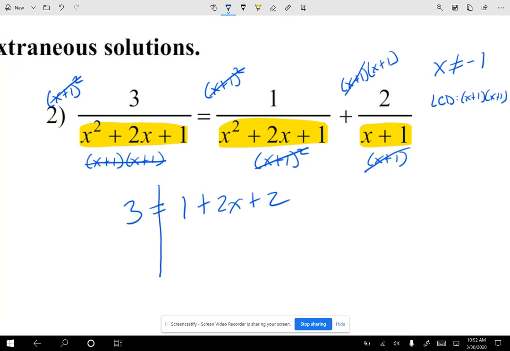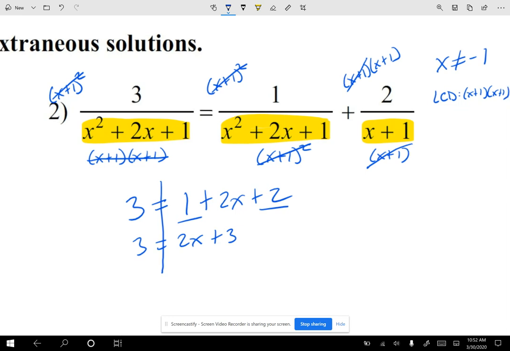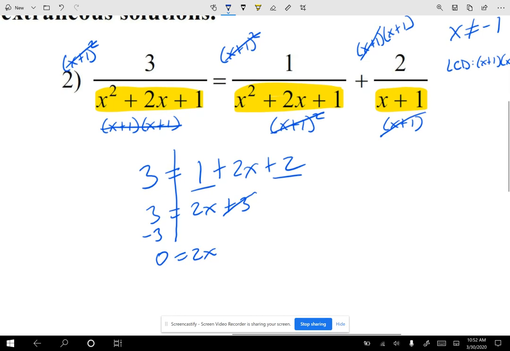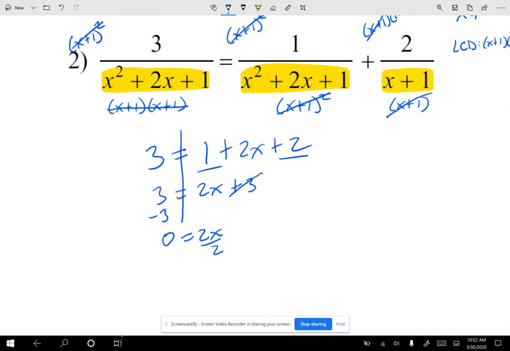All right, let me solve for x. I have that 3 is equal to 2x plus 3. I combine my like terms. Let me subtract the 3. I have that 0 is equal to 2x. Let me divide by 2. 0 divided by 2 is 0.